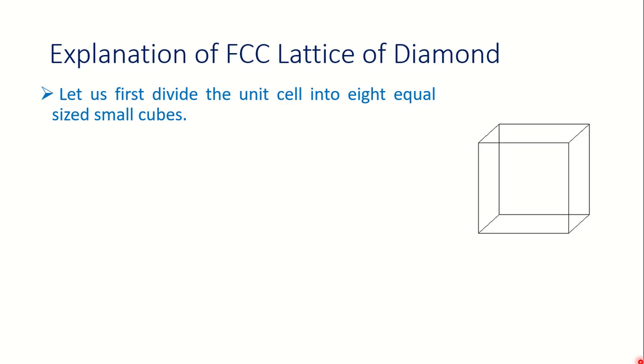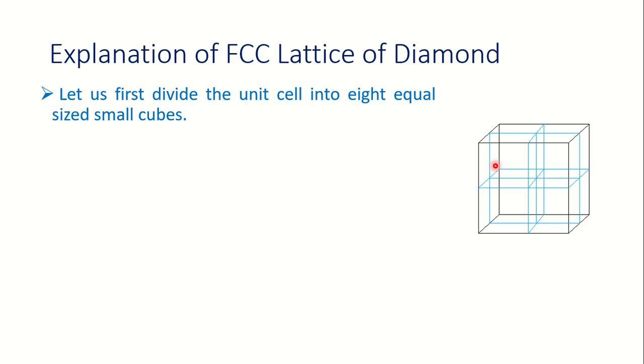Let us first divide this unit cell into 8 equal sized small cubes. This is the large cube, this is the main unit cell. Now you divide, just have a look here. We are dividing it into 8 small equal sized cubes, not equal number, equal sized cubes.